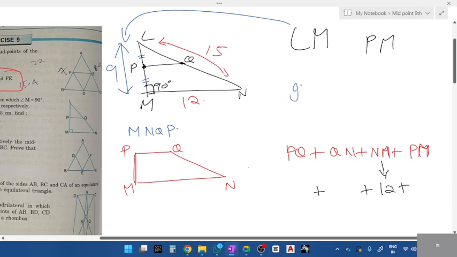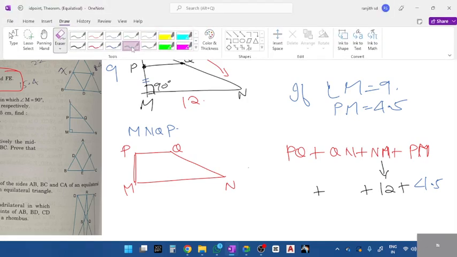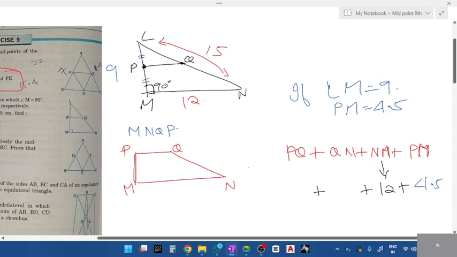Yeah, so you have to write like this. If LM is equal to 9, then what will be the value of PM? It should be 4.5. Where is PM? 4.5. Now you all tell me the value of QN. What is the total value of LN? 15. So both LQ and QN should be half and half.